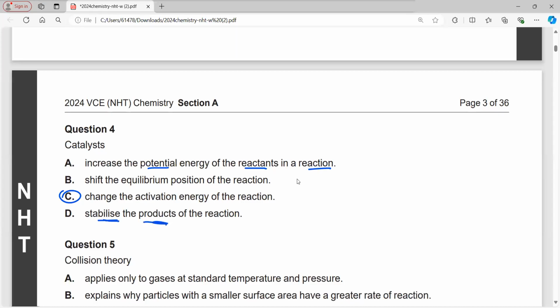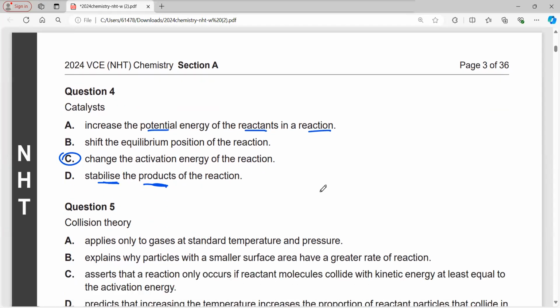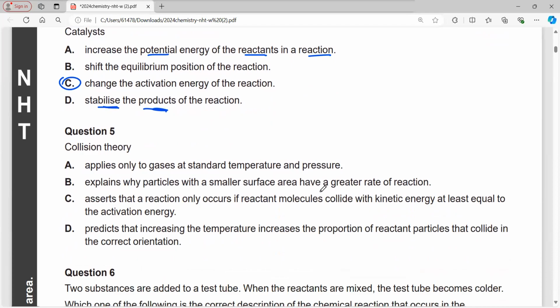And D, stabilize the products of the reaction. Again, it doesn't really do that. Okay. Collision theory applies only to gases at standard temperature and pressure. Not really. It can apply to other things, such as reactions that involve aqueous substances.